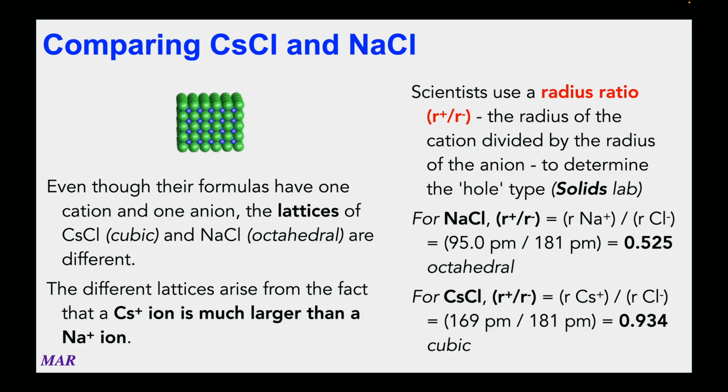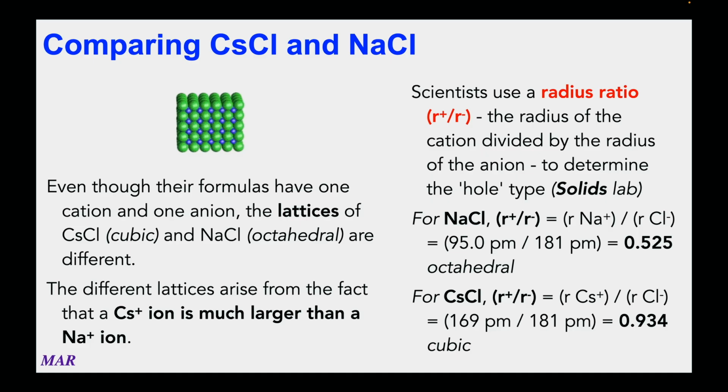Now, to find out what kind of unit cell there is, you can do what's called a radius ratio calculation, R plus over R minus. And you need values of the ions to do this, but they're pretty easy to get. You can look them up on Google or whatever. So let's do a radius ratio calculation for sodium chloride.